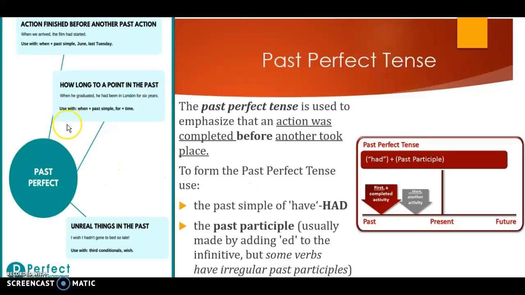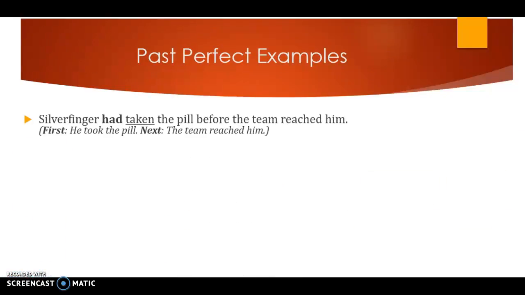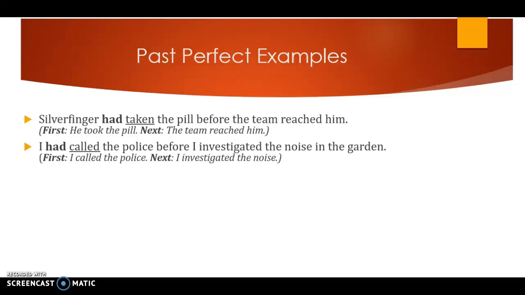Again, you can see on the left-hand side this time that you can use this to describe actions that finished before another past action, how long a point in the past happened, or unreal things that happened in the past. Some examples. Silverfinger had taken the pill before the team reached him. You can see in the explanation underneath, first he took the pill, next the team reached him. I had called the police before I investigated the noise in the garden. First, I called the police. Next, I investigated the noise. So you can see that this tense is being used to sequence events.